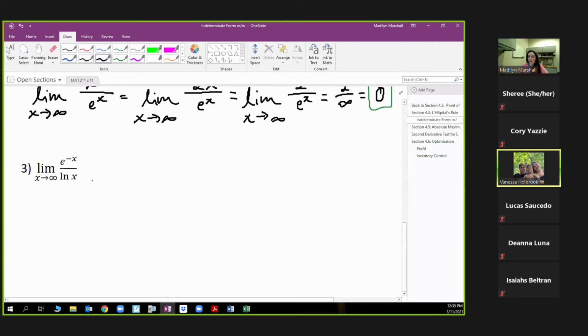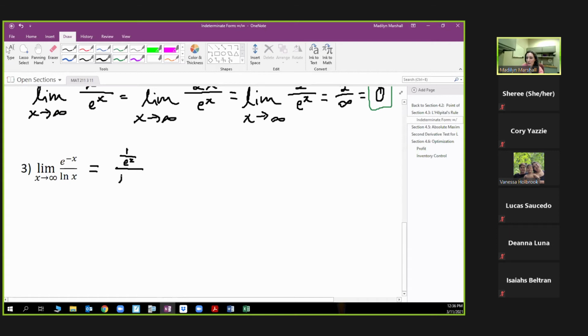It'll be infinity over infinity. Oh, wait. I'm second guessing this example right now. Just a sec, let's check. Let's see if I made a bad example. So e to the negative x is actually the same as 1 over e to the x.